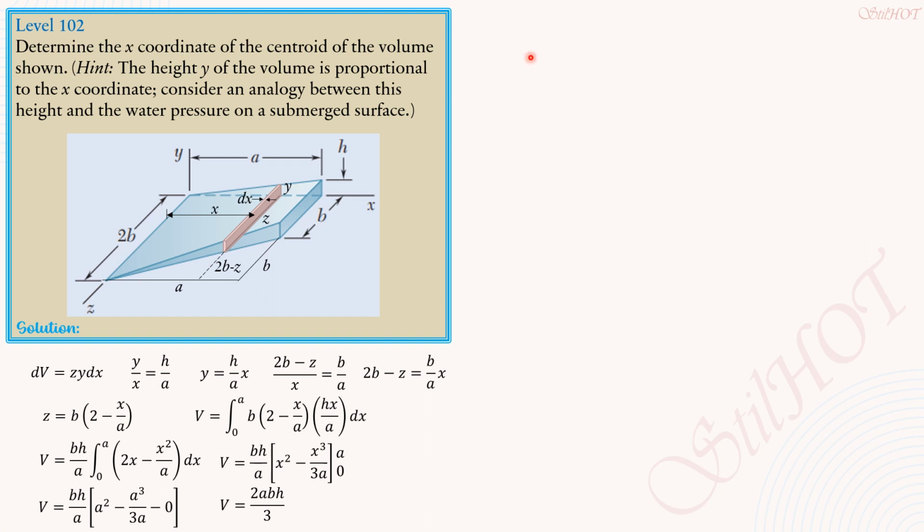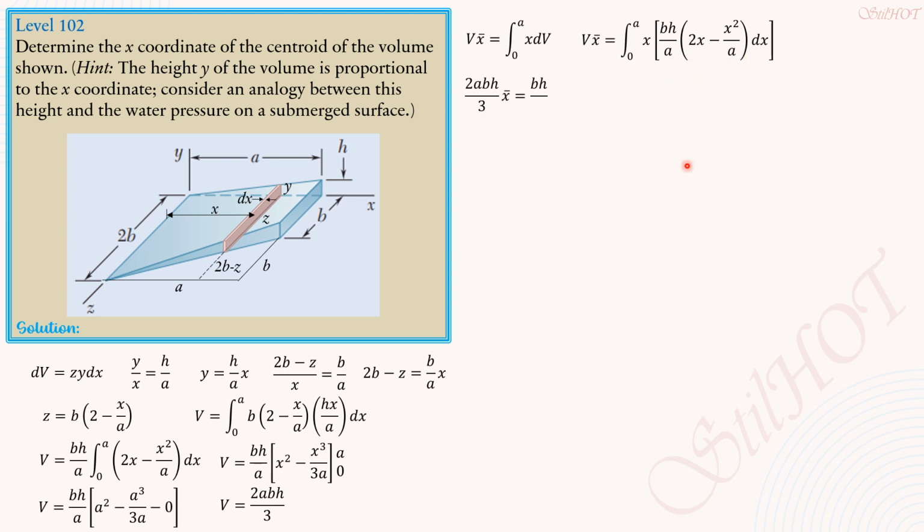Then apply Varignon's theorem. Volume times bar x equals the integral of the x-coordinate of the element times the differential volume. So volume times bar x equals the integral of x dV, where x is just x because the location of the centroid of this elemental slab from the YZ plane is just x, and the differential volume is this expression here. So volume times bar x equals the integral from 0 to a of x times bh over a times the quantity 2x minus x squared over a dx.